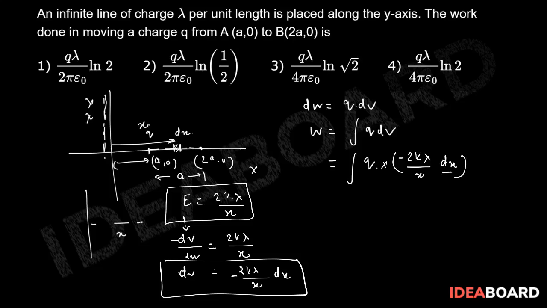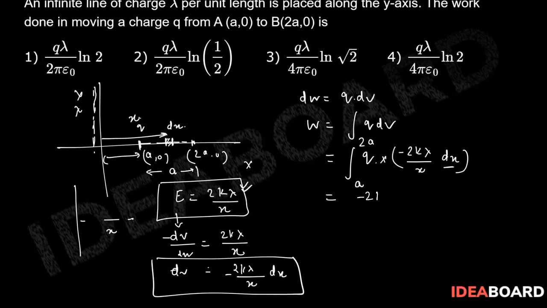Now what are the limits for dx? Obviously we are moving from point a to point 2a, so the limits are going to be x equal to a to 2a. Clear? How do we get it? Of course you need to remember this formula. Now what is common? The common things here are minus 2k lambda into q. We get the integration of dx upon x from a to 2a.